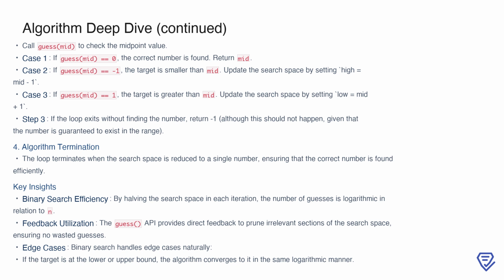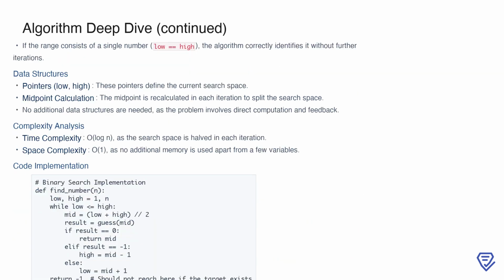The beauty of this approach is its efficiency. By halving the search space at each step, the number of guesses grows logarithmically with the size of the range. This makes binary search an ideal solution for problems like this, where feedback allows us to eliminate irrelevant portions of the search space systematically. In the final stages of the algorithm, if the range has been reduced to a single number, meaning low equals high, the algorithm will correctly identify the target without any further iterations.